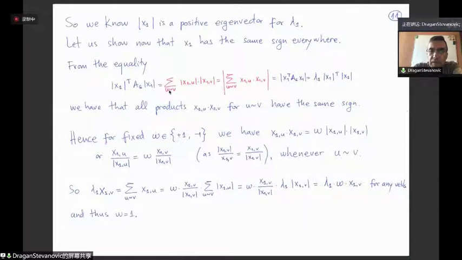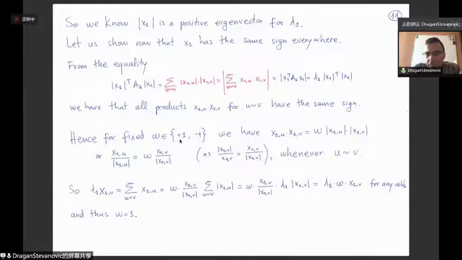That means that we have equality here from 2 pages back. So this means that the sum of absolute values is equal to the absolute value of the sum, which means that all the products x1u times x1v for adjacent vertices have the same sign. Now, they might all have the positive sign, or maybe they all have the negative sign. We don't know that up front.